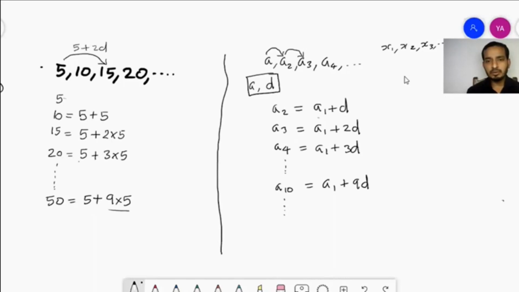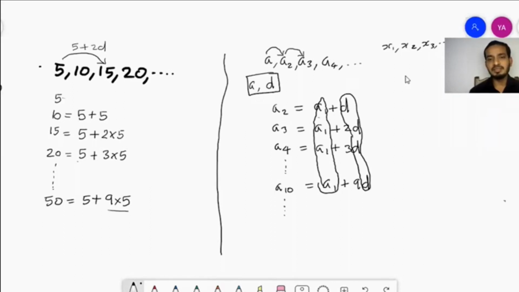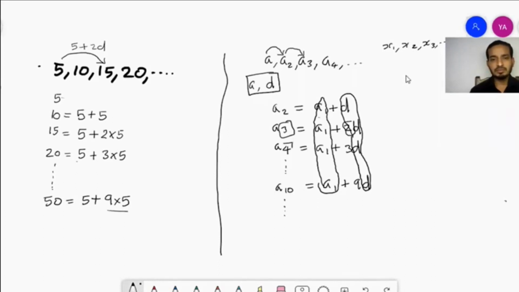Here in all these, the A1s are the same, and this D is not changing. The suffix, the position number, and the number of D's, the common difference, are changing, but there is a relation. When the position number is 3, the number of common differences we add is 2. That is 1 less than 3. And when the position is 4, the number of common differences we add is 3. That's 1 less than 4. And when the position number is 10, we add 9 D's.